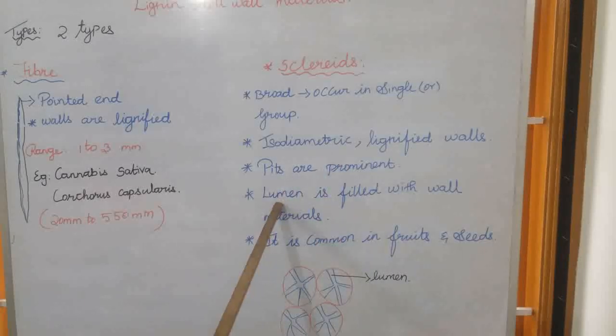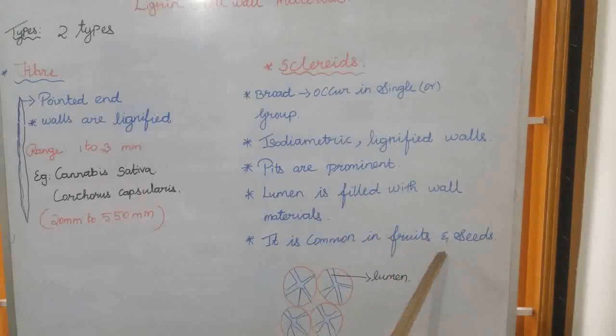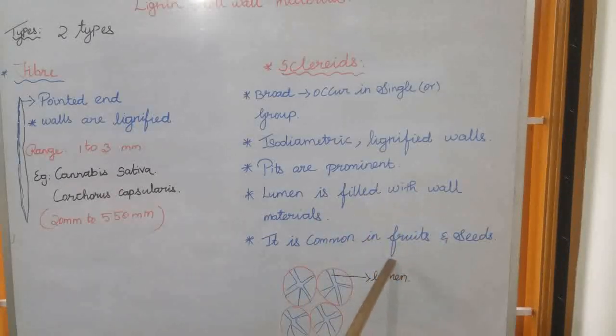The next is lumen. Lumen is the empty space. In scleroids, the lumen is filled with wall materials. Scleroids are common in fruits and seeds. So that's all about the simple permanent tissues.